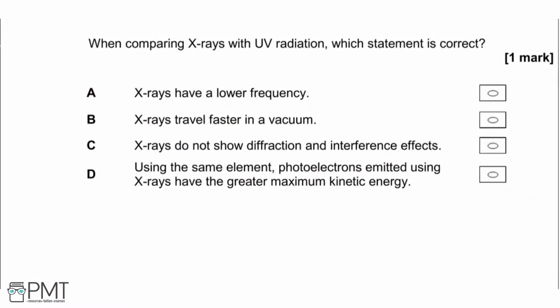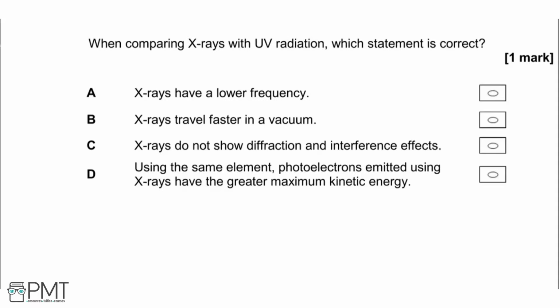Another multiple choice question now, and this one is rather qualitative. We've got a series of points about X-rays in comparison with UV radiation, and we essentially just have to identify the one that's correct. The way I would tackle this question is by trying to figure out in my own mind why the other 3 are incorrect, and therefore deducing the correct answer. So if we just start with A and work our way down, the first one, X-rays have a lower frequency.